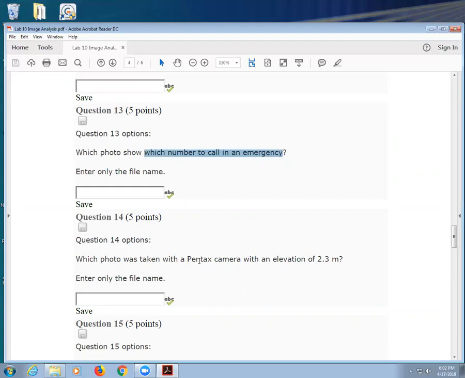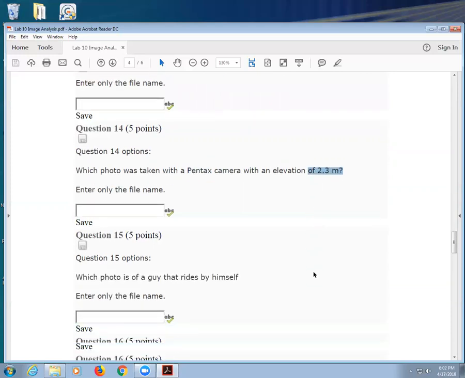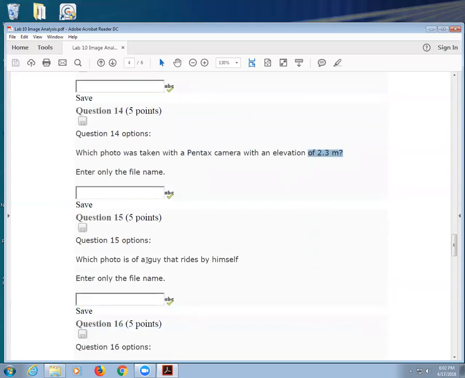I changed it to like 999999, so it was a really bright picture. So I don't think it's in this one. So here's a Pentax camera. There's an elevation. I tried to make sure you can't mess this one up.